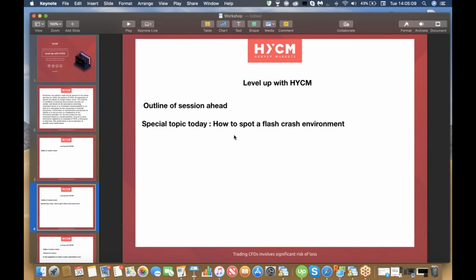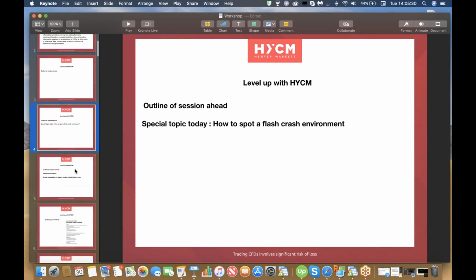Flash crashes are occurring more frequently in the financial markets as of late. And there's a specific reason for that, and we're going to look at how to spot the times when they're more likely to happen, and how you can try to avoid those situations and avoid getting caught up in a flash crash. So that's the special topic for today.